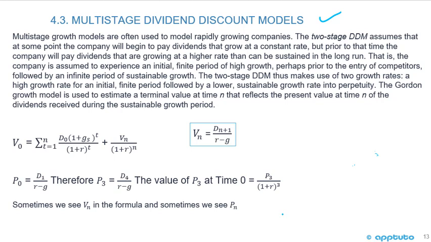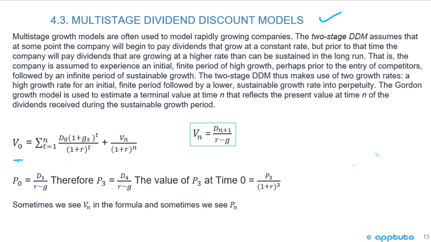The two-stage dividend discount model thus makes use of two growth rates, a high growth rate for an initial, finite period, followed by a lower, sustainable growth rate into perpetuity. The Gordon growth model is used to estimate a terminal value at time n that reflects the present value at time n of the dividends received during the sustainable growth period. Okay, what are they talking about there?